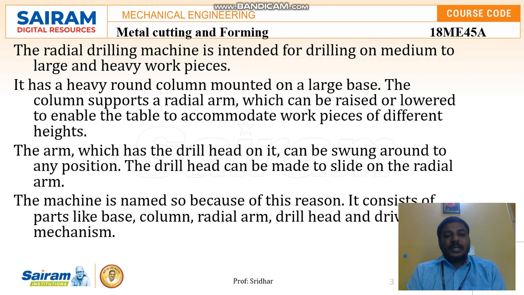The arm, which has a drill head on it, can be spun around to any position, and the drill head can be made to slide along the radial arm. The machine is named for this reason. It consists of parts like the base, column, radial arm, drill head and the driving mechanism. Based on this, it has been named a radial drilling machine. So this is how a radial drilling machine works.